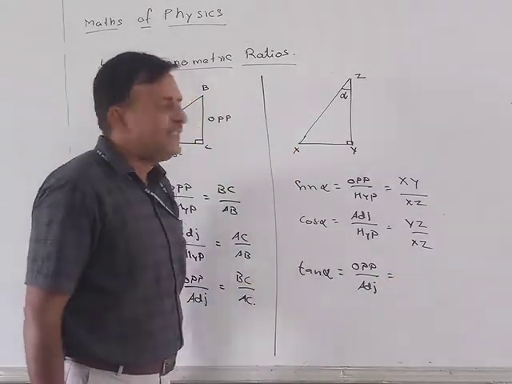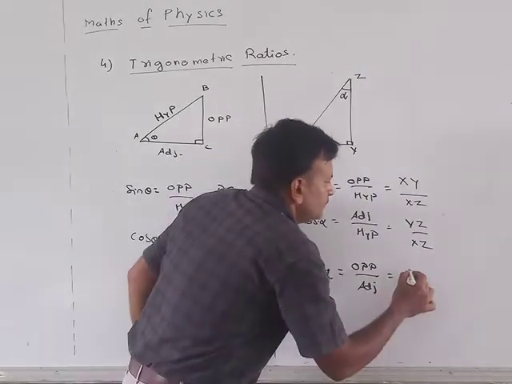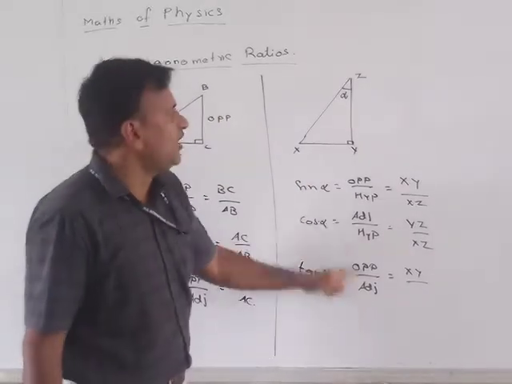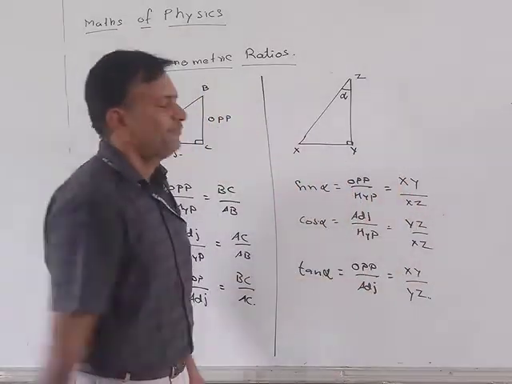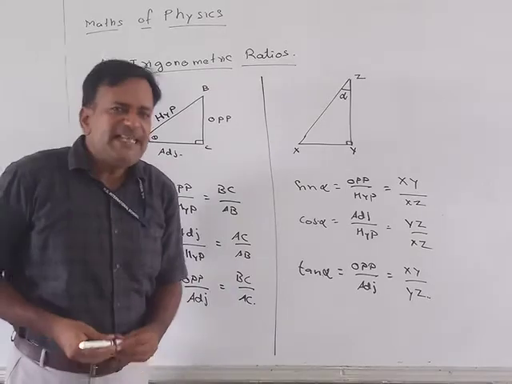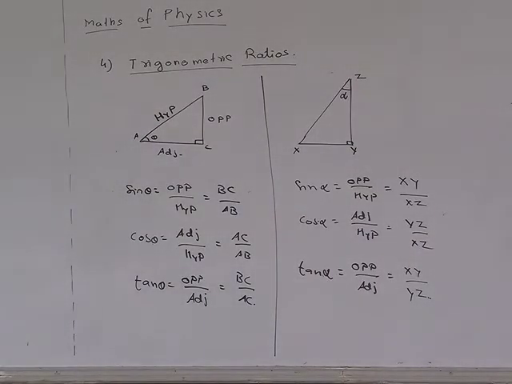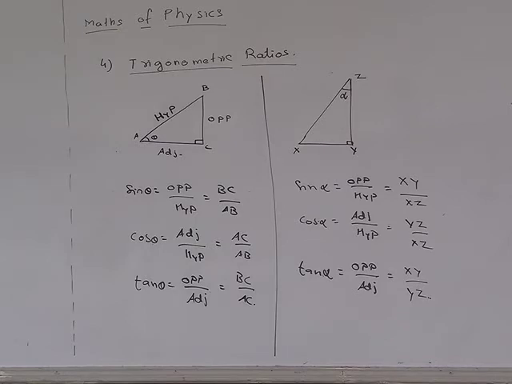Tan alpha, opposite side of alpha, XY. Adjacent side of what? Adjacent side of the angle, YZ. So these are the basic trigonometric functions, and from these trigonometric functions we always calculate trigonometric functions like this.